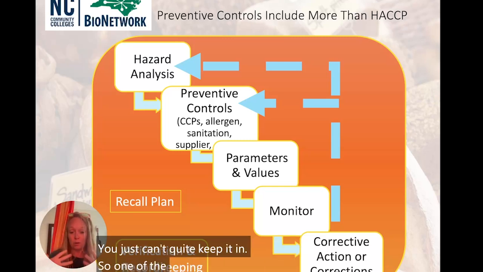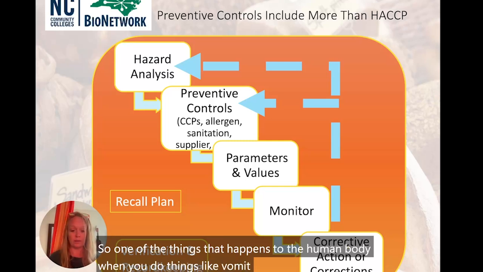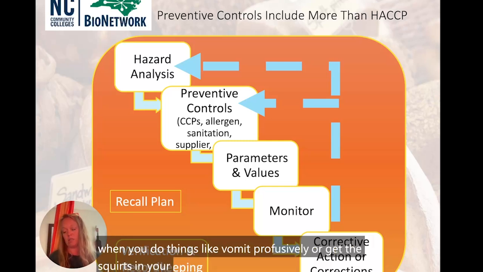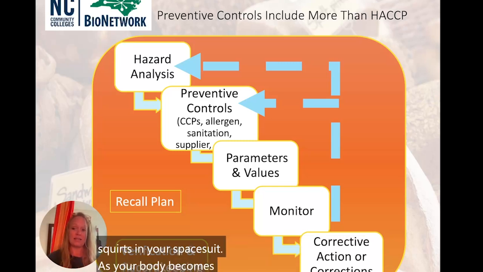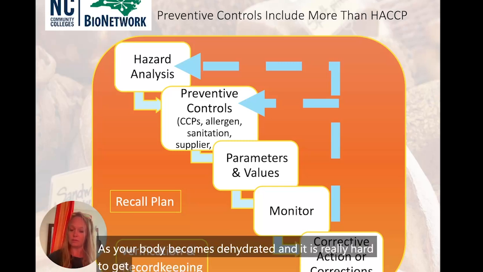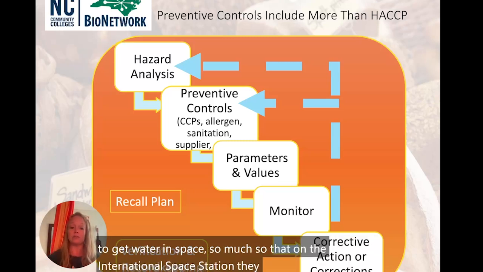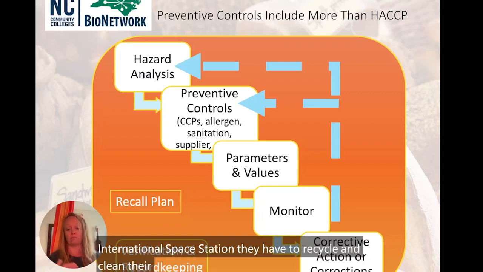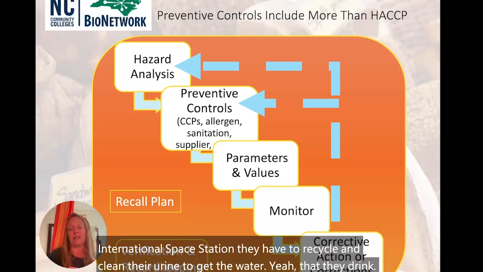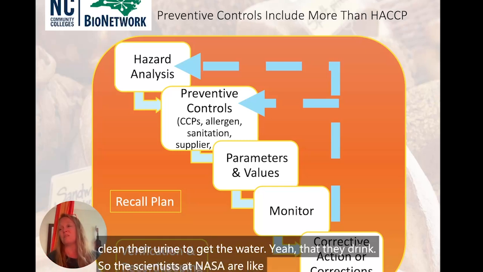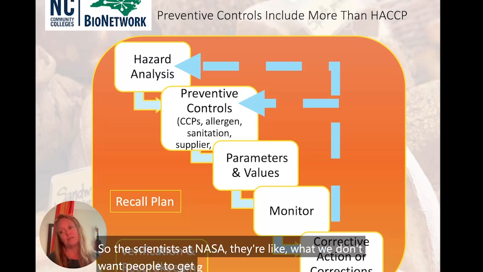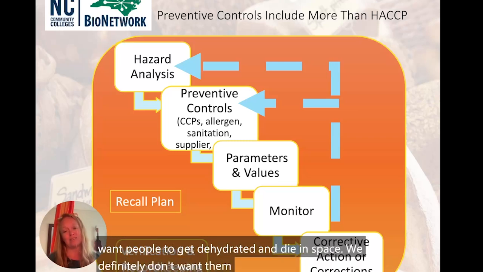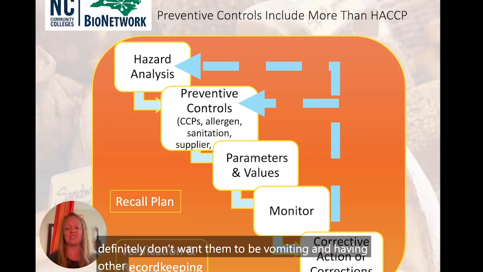So one of the things that happens to the human body when you do things like vomit profusely or get the squirts in your spacesuit is your body becomes dehydrated. And it is really hard to get water in space. So much so that on the International Space Station, they have to recycle and clean their urine to get the water that they drink. So the scientists at NASA, they're like, you know what? We don't want people to get dehydrated and die in space. We definitely don't want them to be vomiting and having other issues. Put a lot of effort into this.